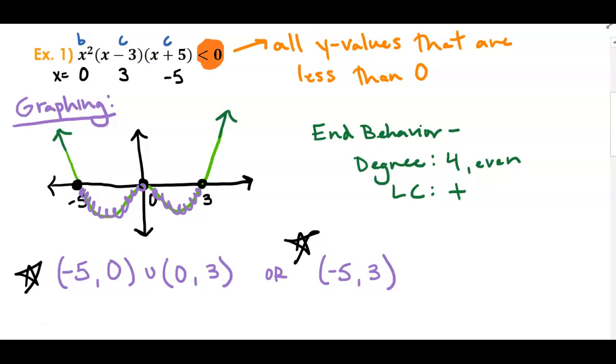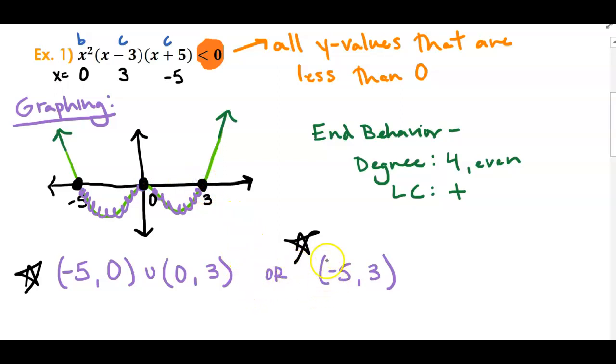Hopefully you're able to think a little bit and come to the conclusion that no. If my y value is 0, 0 is not less than 0. 0 is less than or equal to 0, but that's not what we have here, folks. We just want x values that produce y values that are less than 0, meaning we cannot include an x value of -5, an x value of 0, or an x value of 3 in my interval.